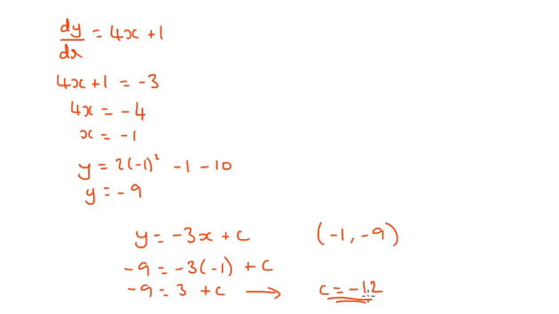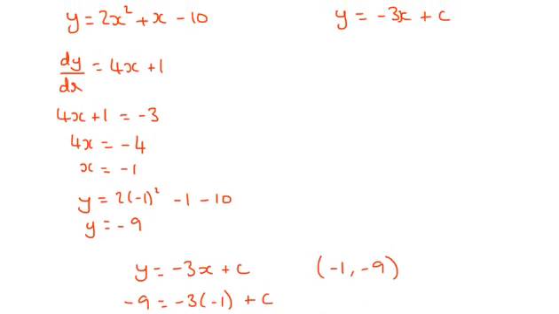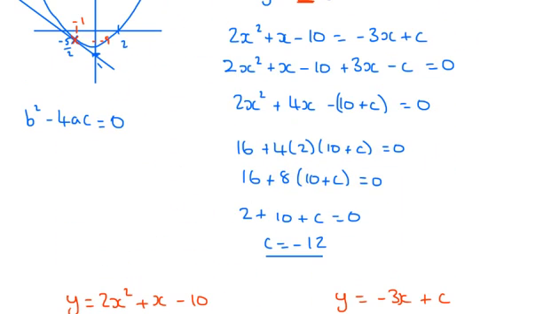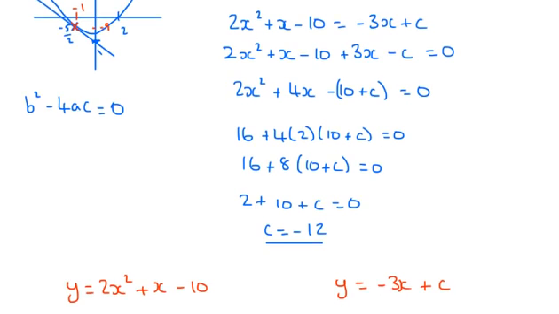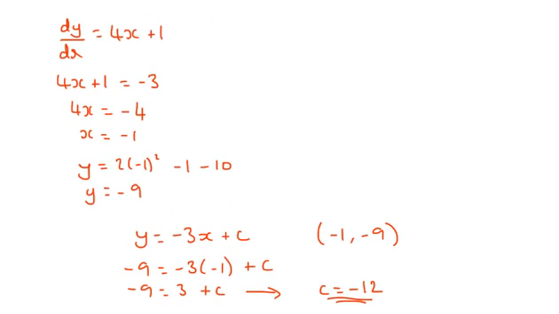So that's two different methods to help you find out c. If you didn't like the first one, you might prefer the second one. The first one's the way I would normally go. It's just how I interpret the question. But I've done those two methods in case you prefer the alternative method there at the bottom.